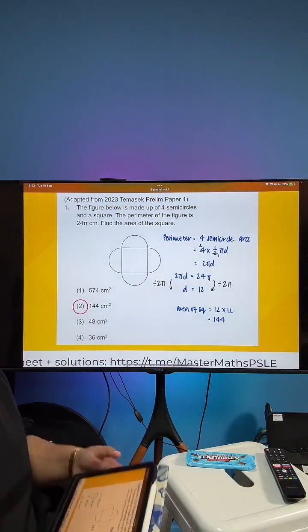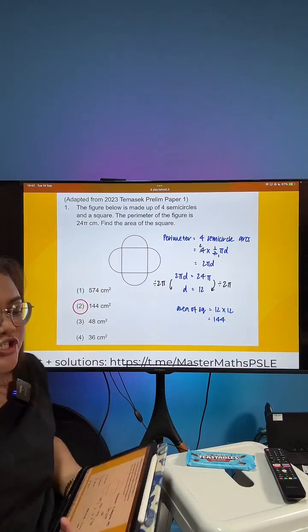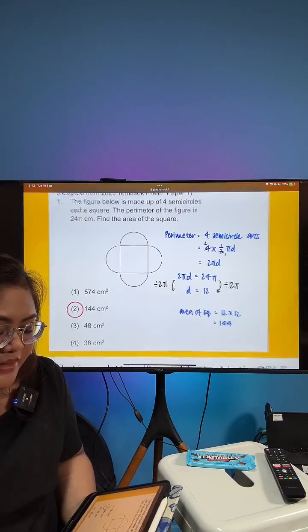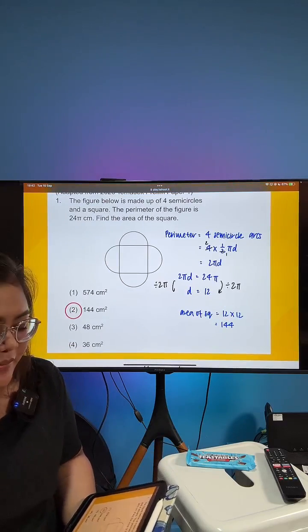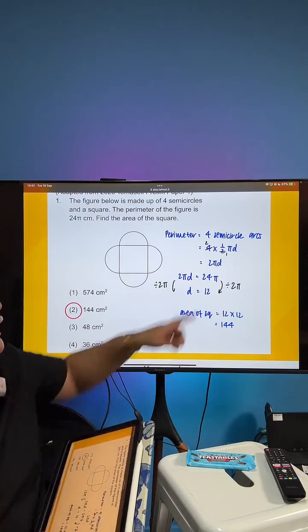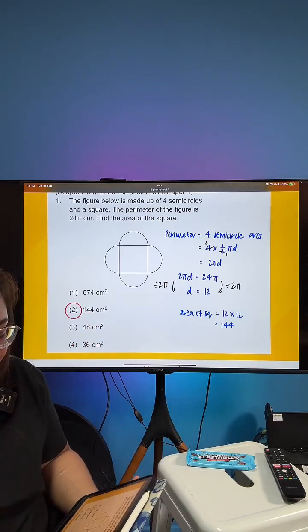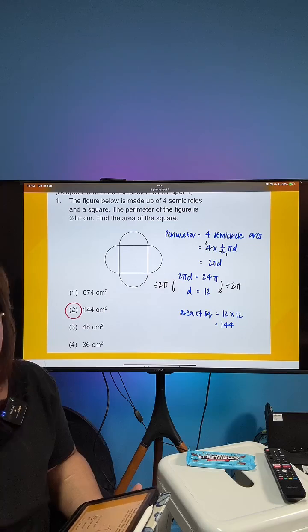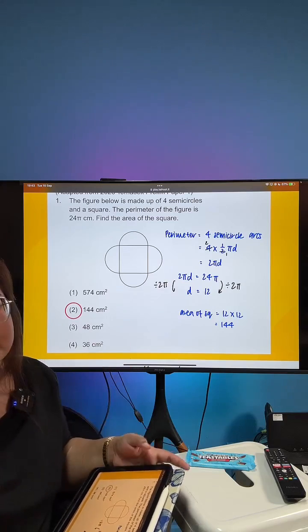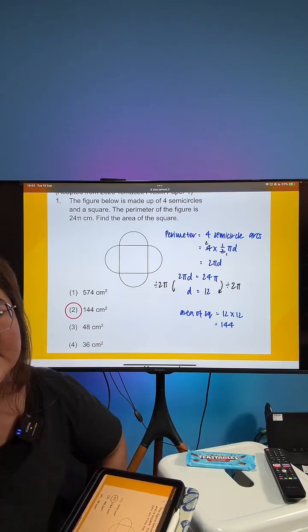Now, if they give you the perimeter of the figure in terms of pi, you just have to try to look for the perimeter again, even if you don't have the diameter. So you know that the perimeter is made up of the 4 semicircle arcs. Okay, and each semicircle arc is calculated by half pi d, right? So half pi d multiplied by 4, that will give us 2 pi d. Okay, so 2 pi d is the same as 24 pi. Got it?